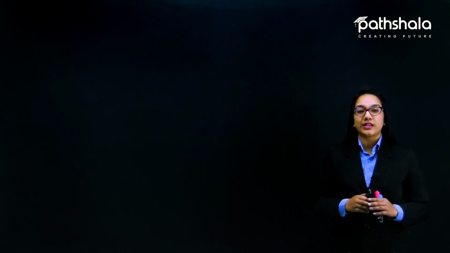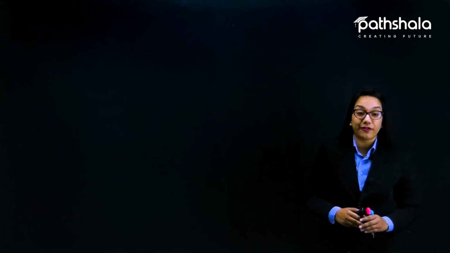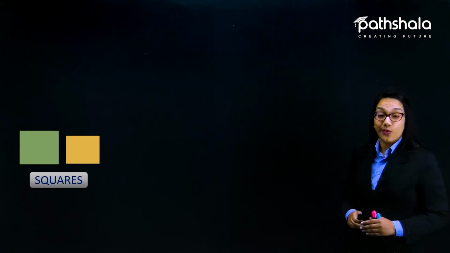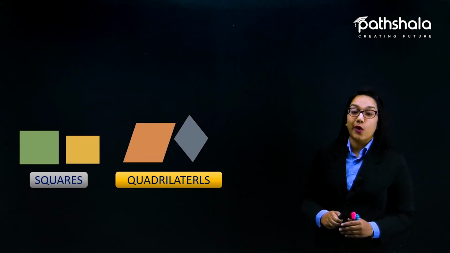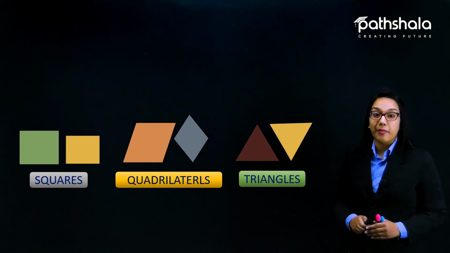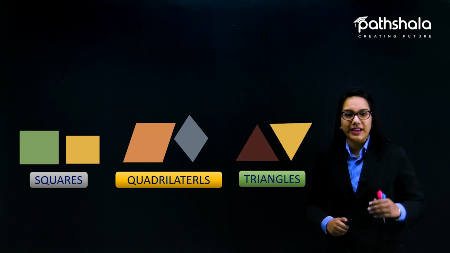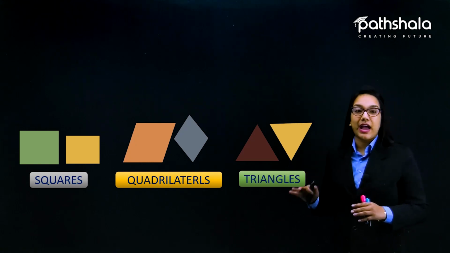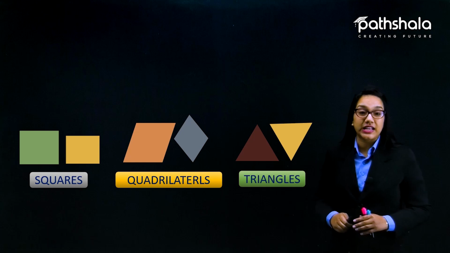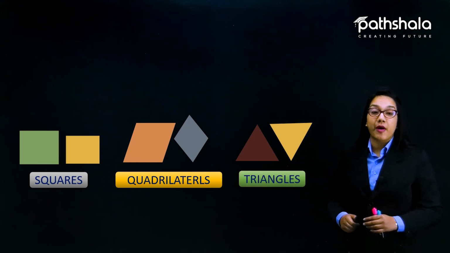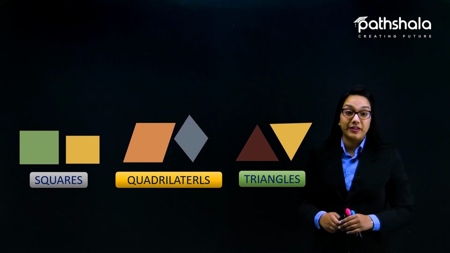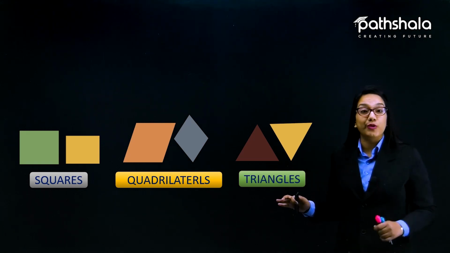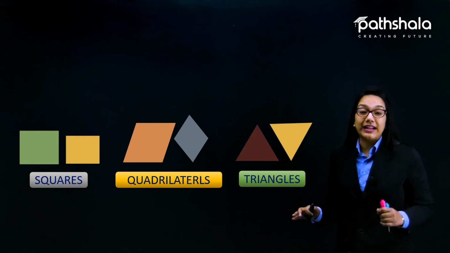First of all, as we have already discussed the figures of different shapes, like squares, quadrilaterals, or triangles, we are already aware of all such shapes, and we have discussed them in our previous classes. So if I ask you how we can find the perimeter and the area of all these figures, then you can obviously find the perimeter and the area of such figures.